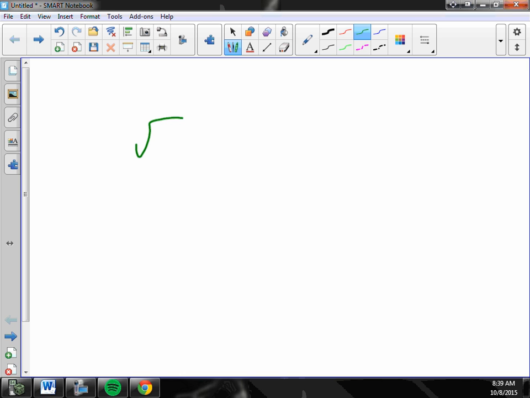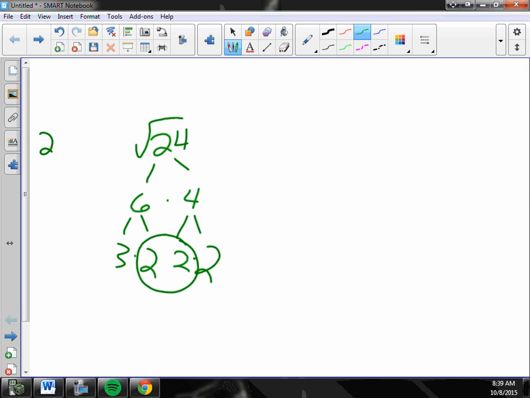So let's do the square root of 24. Six times 4, 3 times 2, 2 times 2, pull out a 2, so 2 square roots of 6. So everybody get that? Or you could look at this and say, oh, 4 is a perfect square. So it's the square root of 4 times the square root of 6, which is 2 root 6. Okay, and so for these smaller numbers, you shouldn't have too much problem doing that.